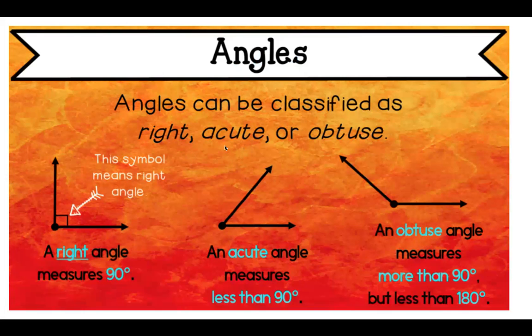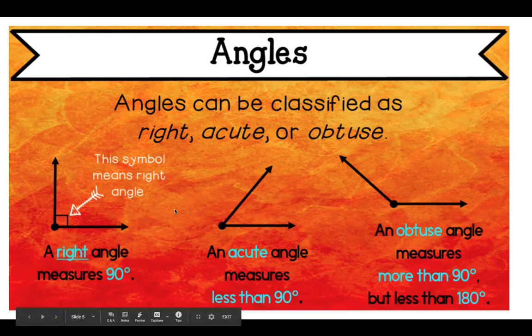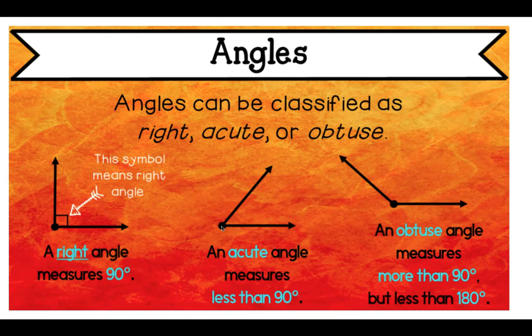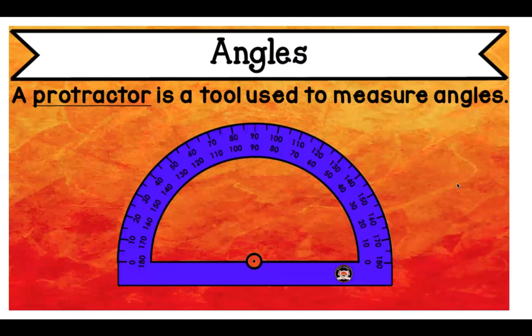Here's some more. This symbol right here means it's going to be a right angle, measures 90 degrees. An acute angle measures less than 90 degrees. An obtuse angle measures more than 90 degrees, but also less than 180. It's less than a straight line. Okay, now let's learn something new.